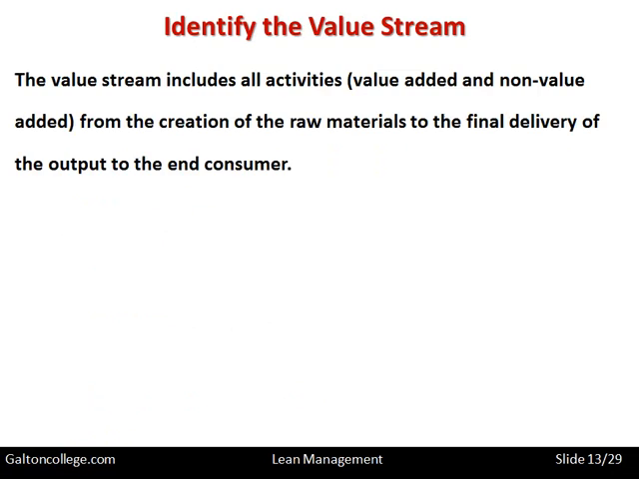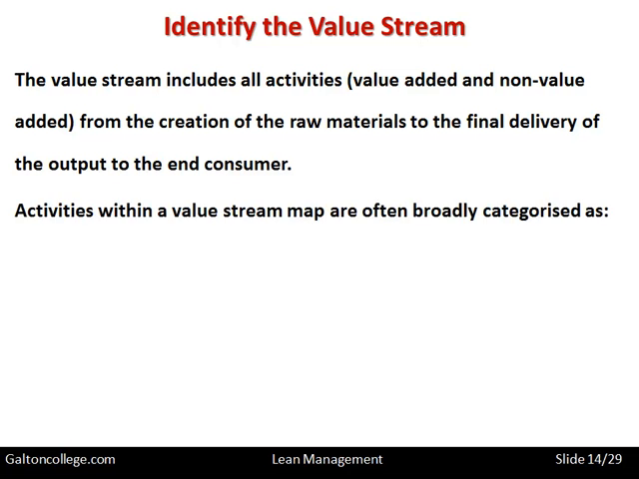Now, identify the value stream. Well, the value stream includes all activities, value added and non-value added. It includes all the activities from the creation, from raw materials to the final product, final delivery of the product, I should say, to the end consumer. So the value stream is the whole process. It starts with the delivery from the supplier, the whole process within the business of the creation of the product, until it's finally distributed and in the hands of the buyer at the other end. So the value system is the whole system.